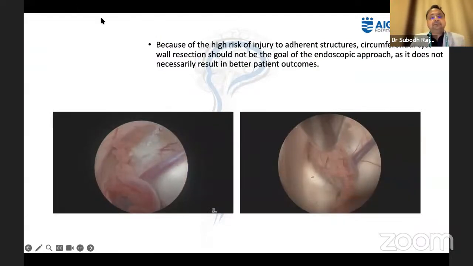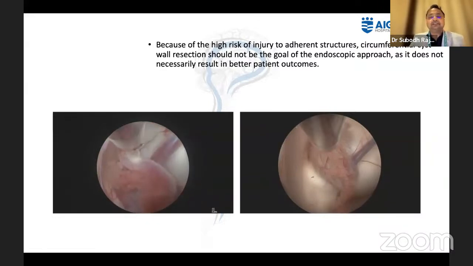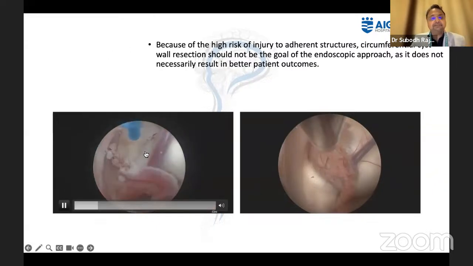So, circumferential cyst wall dissection should not be the goal of the endoscope, as it does not necessarily result in better patient outcome. This is one of the literature which I have quoted. So the basic thing, I use the laser frequently. We have the thulium laser for doing the choroid plexus coagulation, opening up the cyst wall, fulguration of the cyst wall. So this is a step standard with any endoscopy surgeon does it.